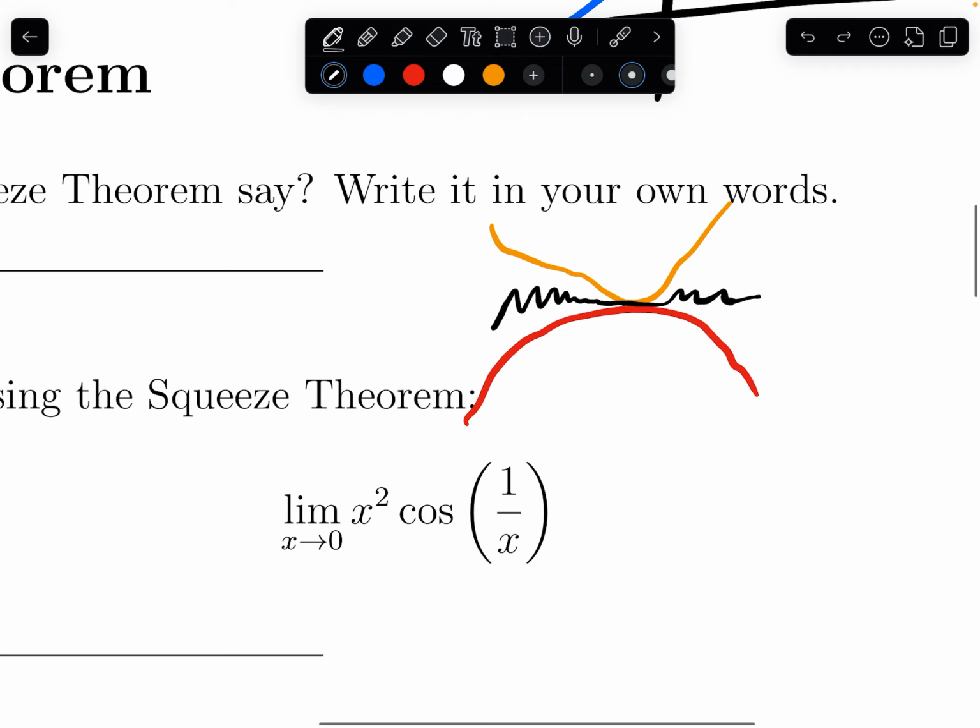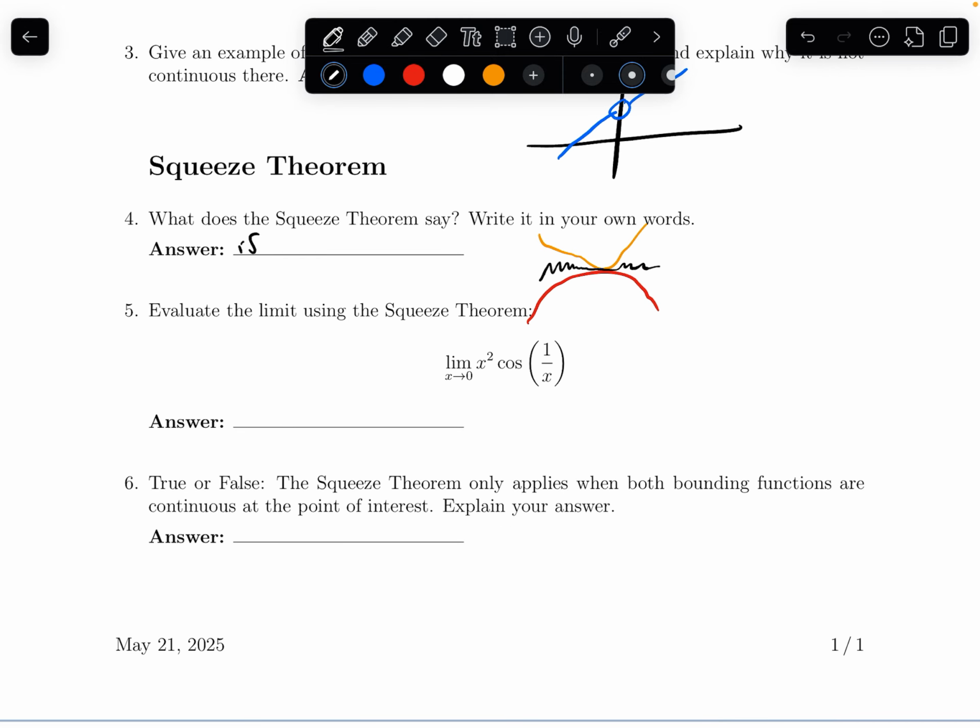Now, what does it say in your own words? Basically just if f of x is less than or equal to g of x is less than or equal to h of x, and the limits of these guys are equal to each other, the limit as x goes to a, then the limit of g is equal to that as well. I'm not going to write that all out, just talking because it's not enough space, but we've talked through the question. And now let's try and use the squeeze theorem to actually evaluate the limit.